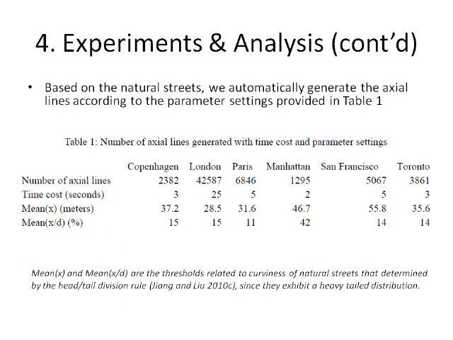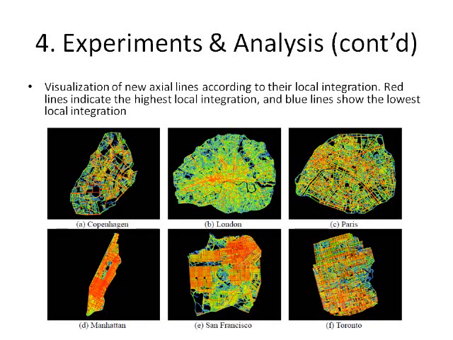Based on the natural streets and determined thresholds, we apply the automatic algorithm to 6 cities to generate the new axial lines. We can see that the time efficiency is quite good. That means it works well in large cities. This is the visualization of new axial lines according to their local integration. We can see that the pattern is clearer than the one of natural streets, which means a stronger hierarchical structure can be retrieved for a better understanding of urban morphologies.